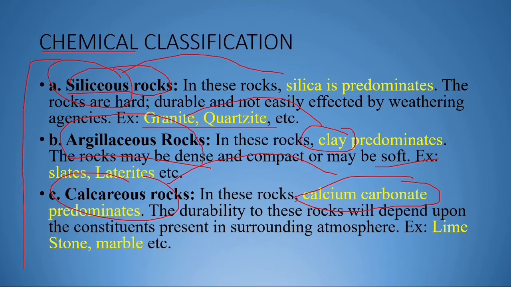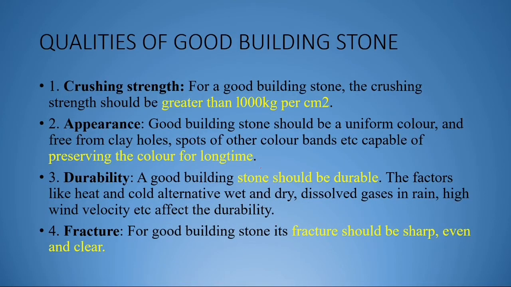Next we'll discuss the qualities of a good building stone. First one is crushing strength. For a good building stone, the crushing strength should be greater than 1000 kg per centimeter square. Second one, appearance. A good building stone should be of uniform color and free from clay holes, spots of other color, bands, etc. It should be capable of preserving the color for a long time.